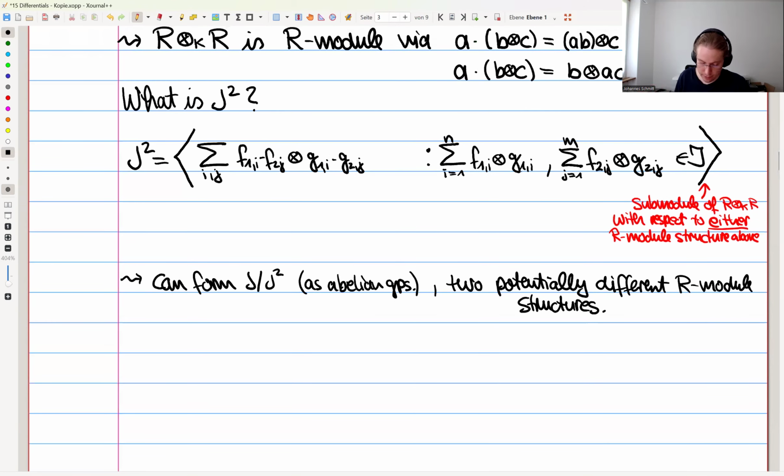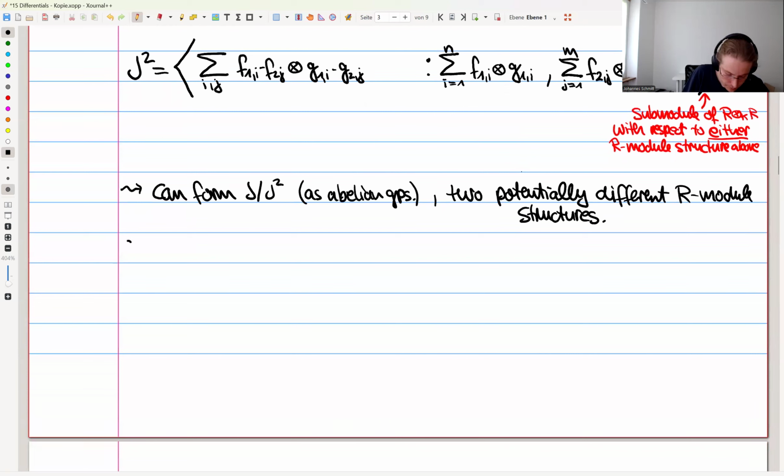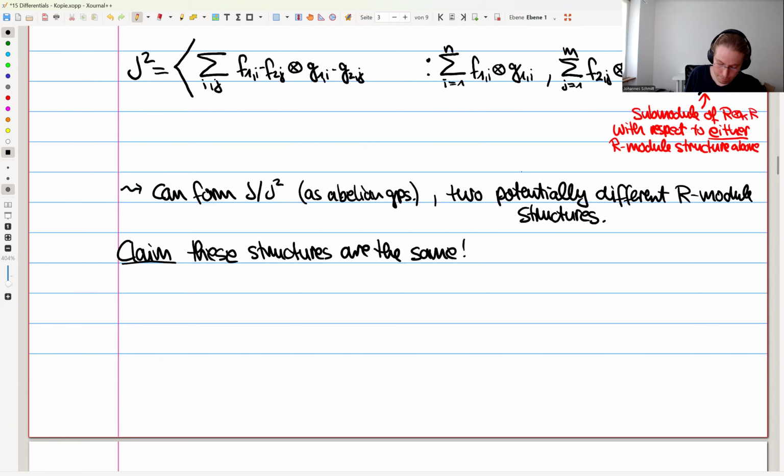Because we could either multiply in the first component or the second one, but the claim here is that these structures are the same. So we can choose either one. And the proof is just a short calculation. So what do we want to understand?